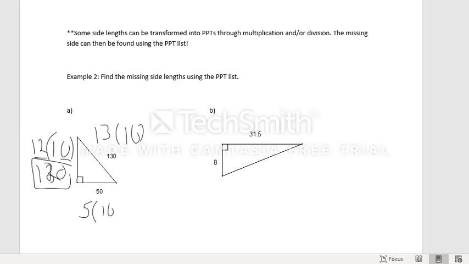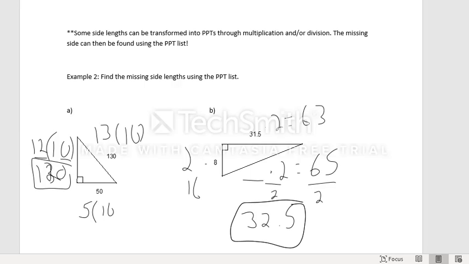On this next one, if we multiply them all by 2, 8 times 2 is 16. 31.5 times 2 is 63. So that means something times 2, 16, 63, 65 is our PPT. So divide both sides by 2, and we end up getting 32.5. So this side has to be 32.5. Again, if you wanted to, you could use the Pythagorean theorem and do it that way, but this does end up being a little bit quicker.